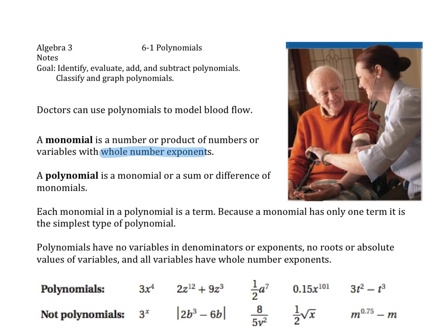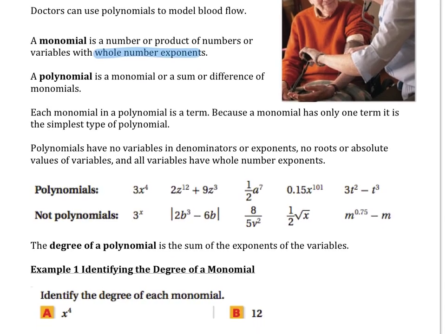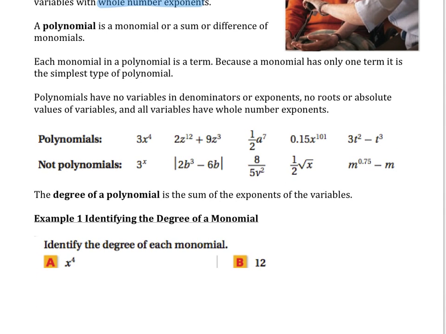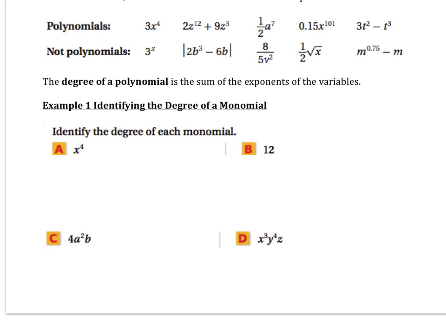Polynomials have no variables in the denominators or exponents, no roots, square root, cube root, fourth root, or absolute value of variables. And all variables have whole number exponents, as I stressed before. There are some examples of polynomials and some examples that would not be polynomials. The degree of a polynomial is the sum of the exponents of the variables. So let's look at the first example. Identify the degree of each monomial.